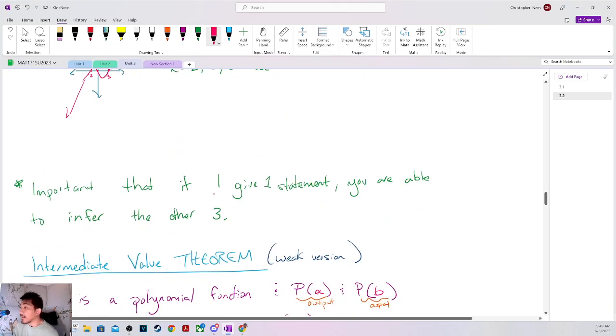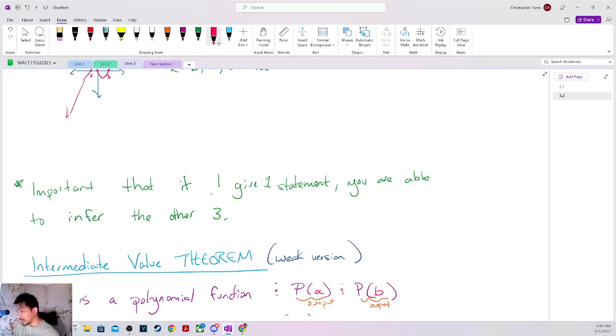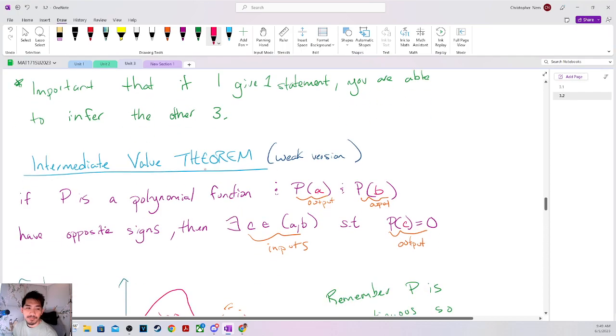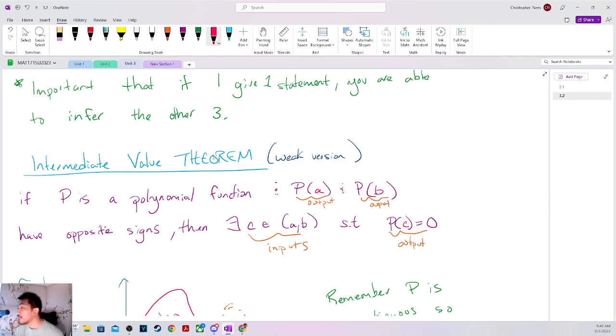Now, again, it's important that if I give you one of those statements, you need to be able to infer that the other 3 are true. You need to know that. It's a very powerful mathematical theorem. I do require you to know it, but not to go into too much detail besides the definition, the statement really.